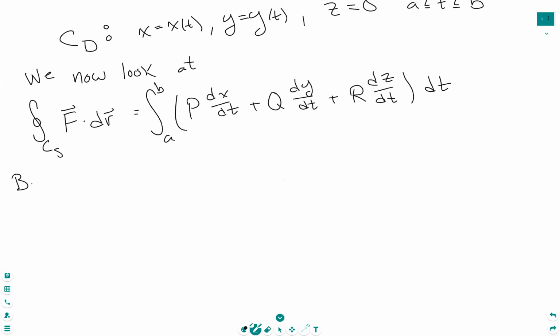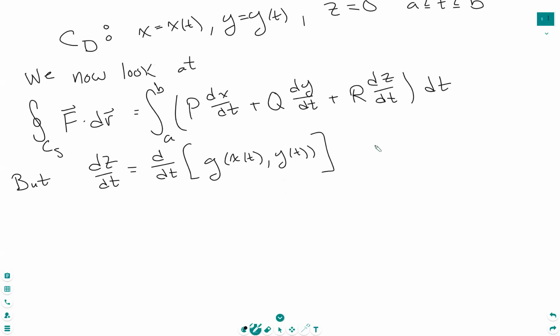But we have that dz dt is equal to d dt of g of x of t, y of t, which gives us partial u partial x dx dt plus partial u partial y dy dt. All right, so there's that chain rule coming in.